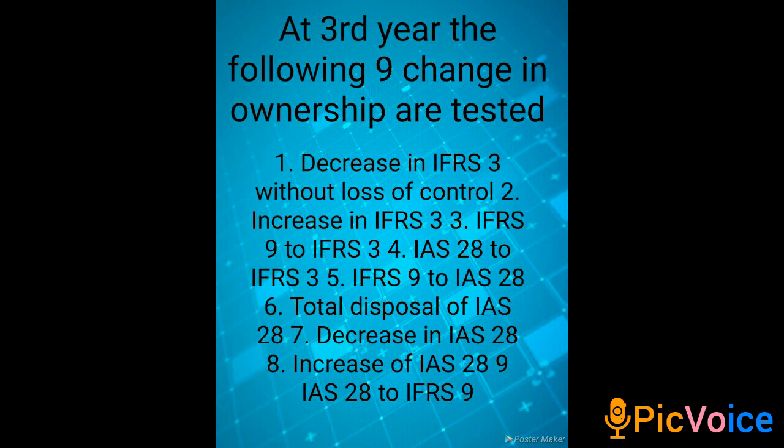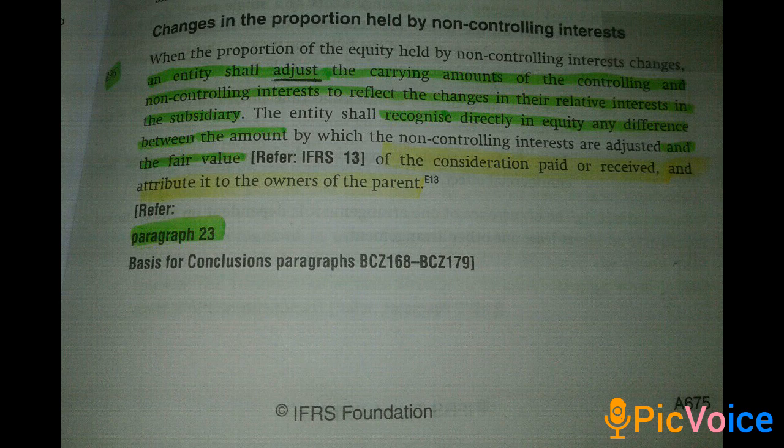The seventh one is when an associate decreases but still remains an associate. The eighth one is when there's an increase in an associate interest. And the last one is when an associate becomes IFRS 9.